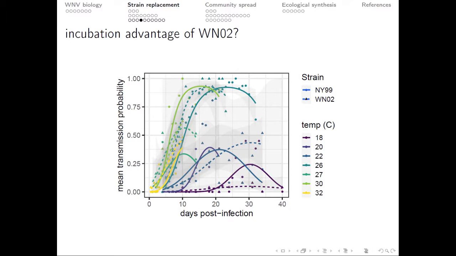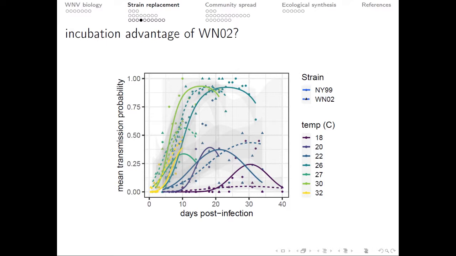How about the story about the fact that the reason that WNO2 wins is that it incubates faster? So this is all the data that we have on mosquito incubation at different temperatures with different strains at different numbers of days post-infection. For any color, we're looking at the contrast between the dashed line and the dotted line, and we can kind of ignore this because these are low temperatures where the virus doesn't spread very well anyway.